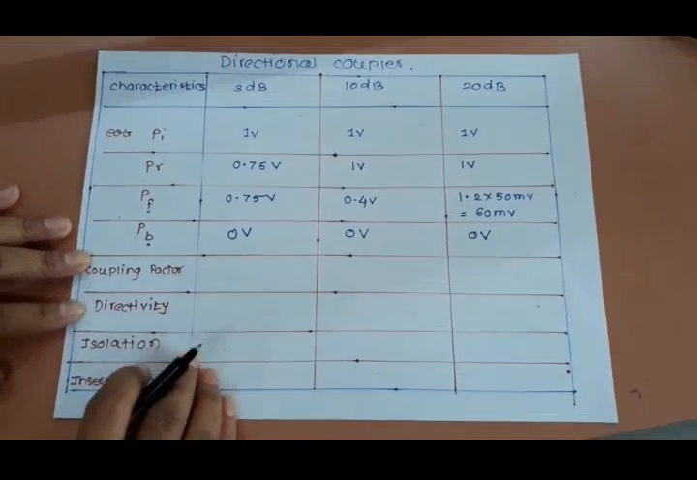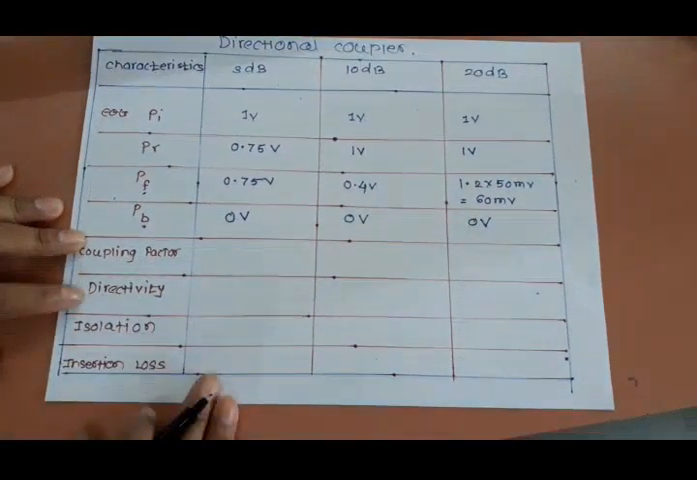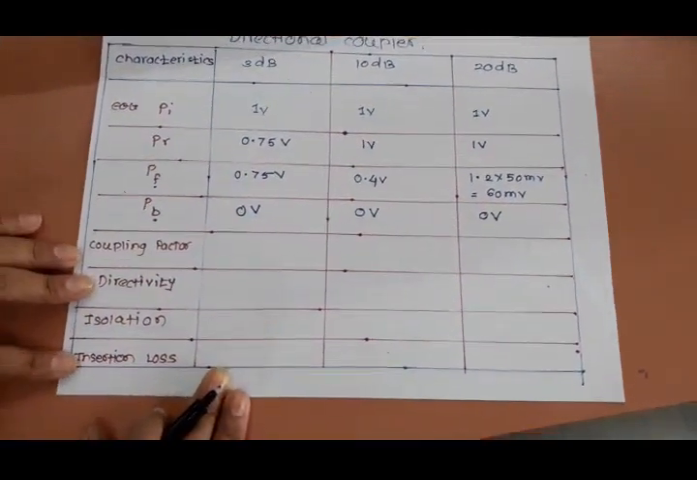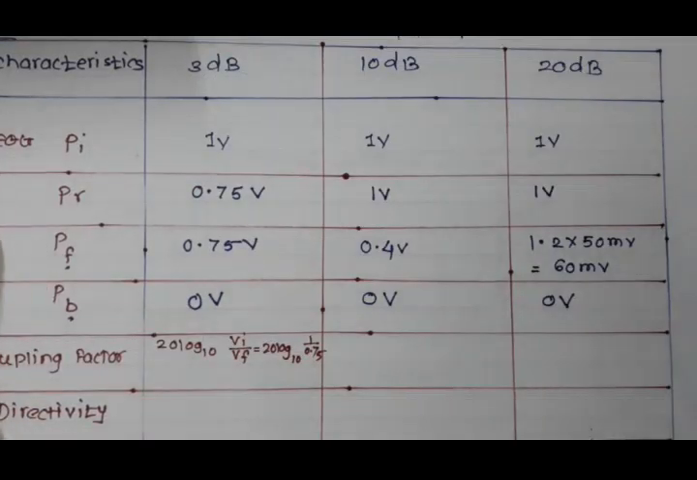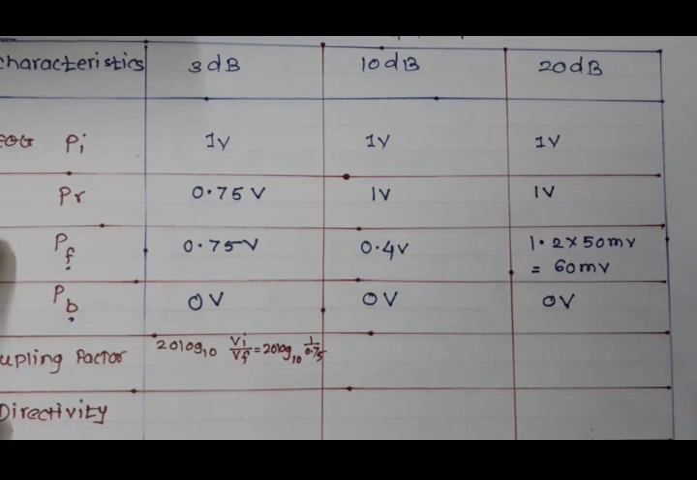Now let us calculate the parameters, coupling factor, directivity, isolation and insertion loss, for these directional couplers. Let us calculate the coupling factor for the 3 dB coupler. As we are measuring voltage and not power, our formula will not be 10 log to the base 10. It will be 20 log to the base 10 of the input voltage divided by the forward voltage.